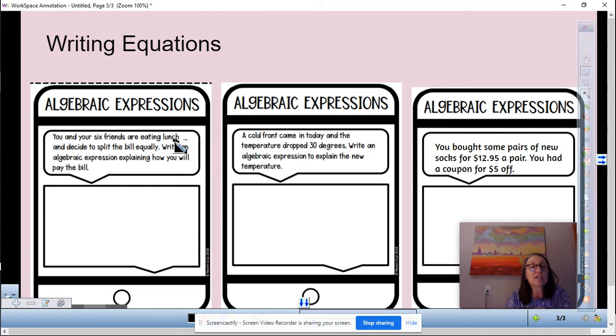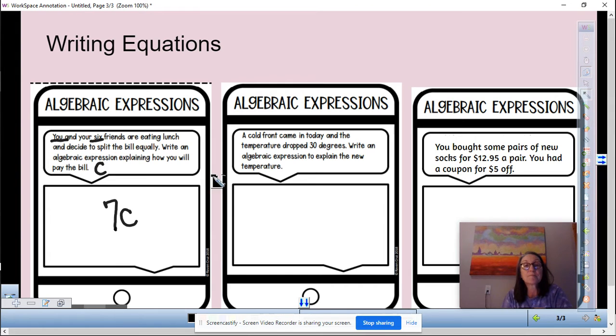You and your 6 friends are eating lunch, and you decide to split the bill equally. Write an algebraic expression explaining how you'll pay the bill. Let's say that for the bill, we're going to use the variable C. That's the cost of the bill. And how many of you are going to pay that cost? Not 6 of you, because it's you and 6 friends. So there are 7 of you.